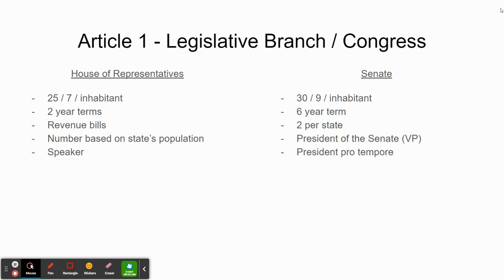The number of representatives each state has is based on the state's population. And they do elect a Speaker of the House. That's the officer who presides over the House and keeps things organized.